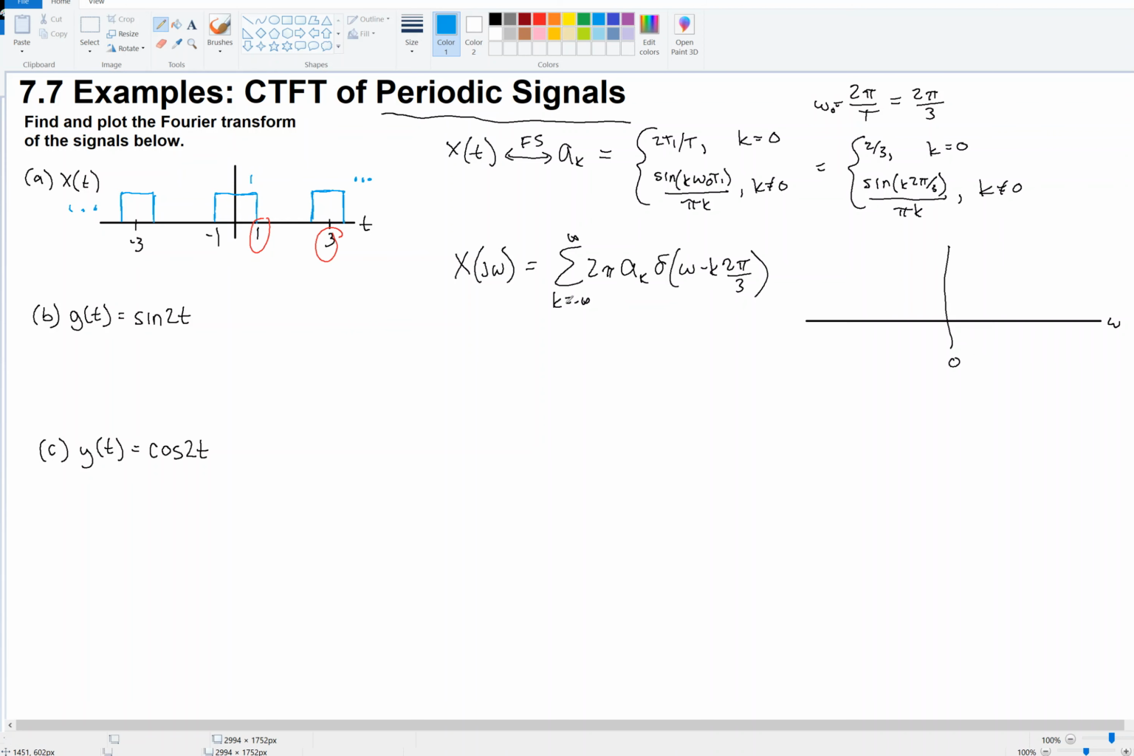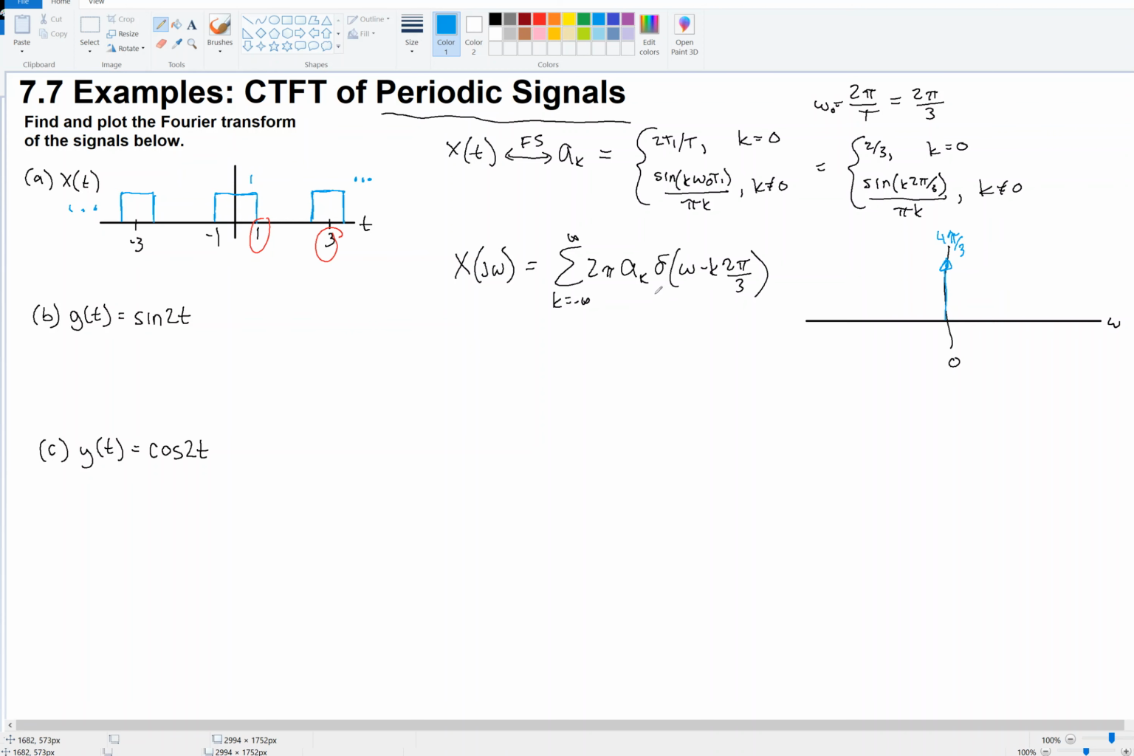But let's plot the k equals 0 term. K equals 0, we have 2/3, so 2/3 times 2 pi is 4 pi over 3, times delta of omega minus 0. So delta of omega minus 0 is an unshifted impulse. So we just have this impulse right here. And it's scaled again by 2 pi times 2/3, 4 pi over 3. There's our impulse. That's one of the impulses, right?